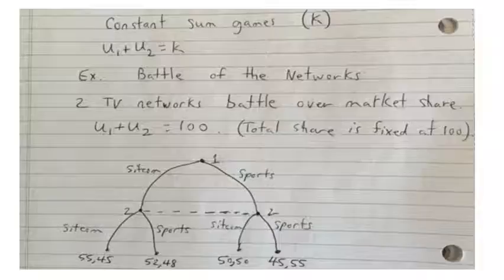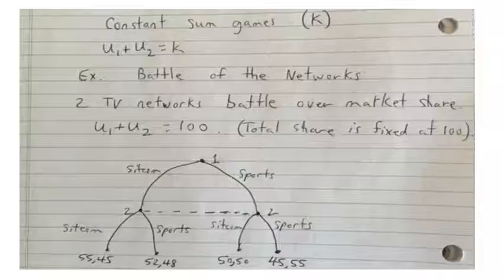The game we're going to consider is called Battle of the Networks. It is a constant sum game. In general, we say that a game is constant sum if the payoffs always add up to the same value, some constant k. In this case, it is a 100 sum game. Payoffs always add up to 100 because this is Battle of the Networks, and TV networks fight over a total market share of 100, or 100% of the market.